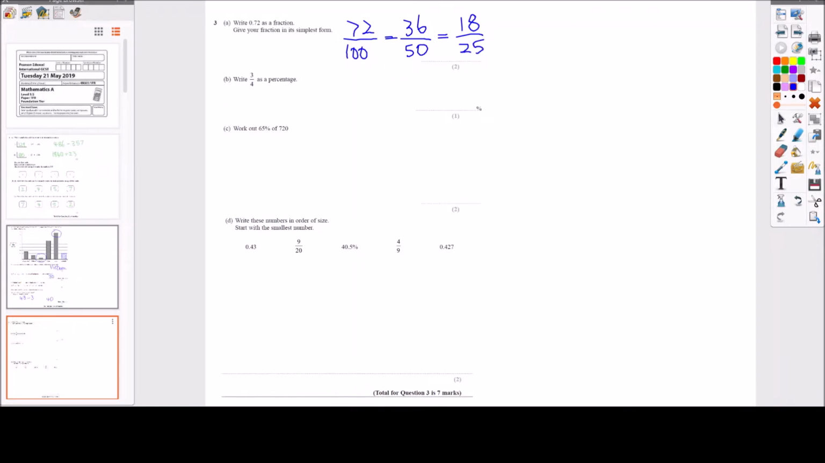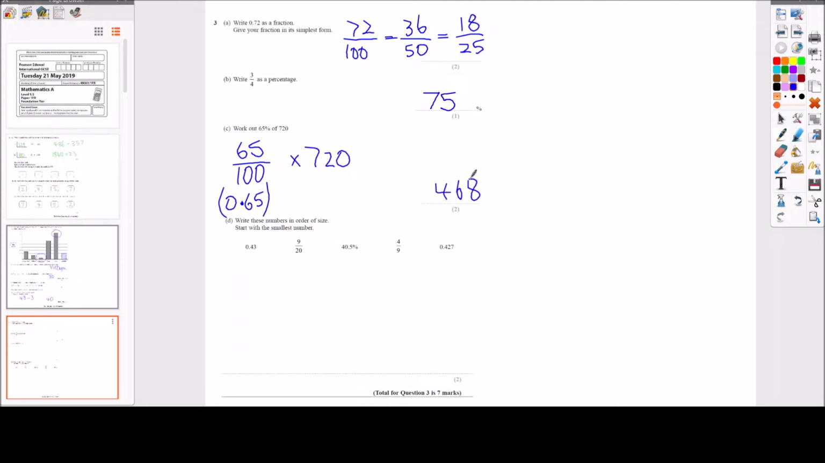Right, 3/4 as a percentage. Well, you could just pop that into your calculator, 3 divided by 4 times 100 if you just don't know it. But 3/4 is 75%. Right, work out 65% of 720. Now 65% is 65 out of 100, which if you work that out is 0.65. You take that, multiply that by 720 to work out what 65% of 720 is. So 0.65 times 720 equals 468.